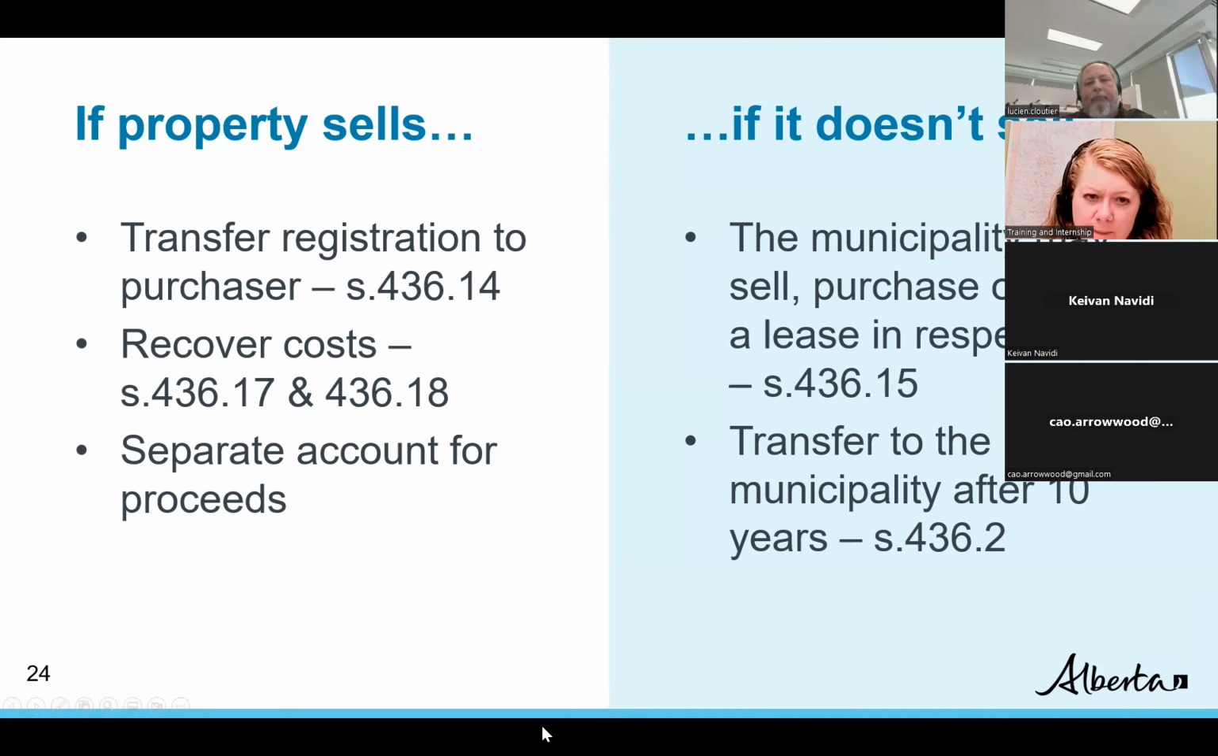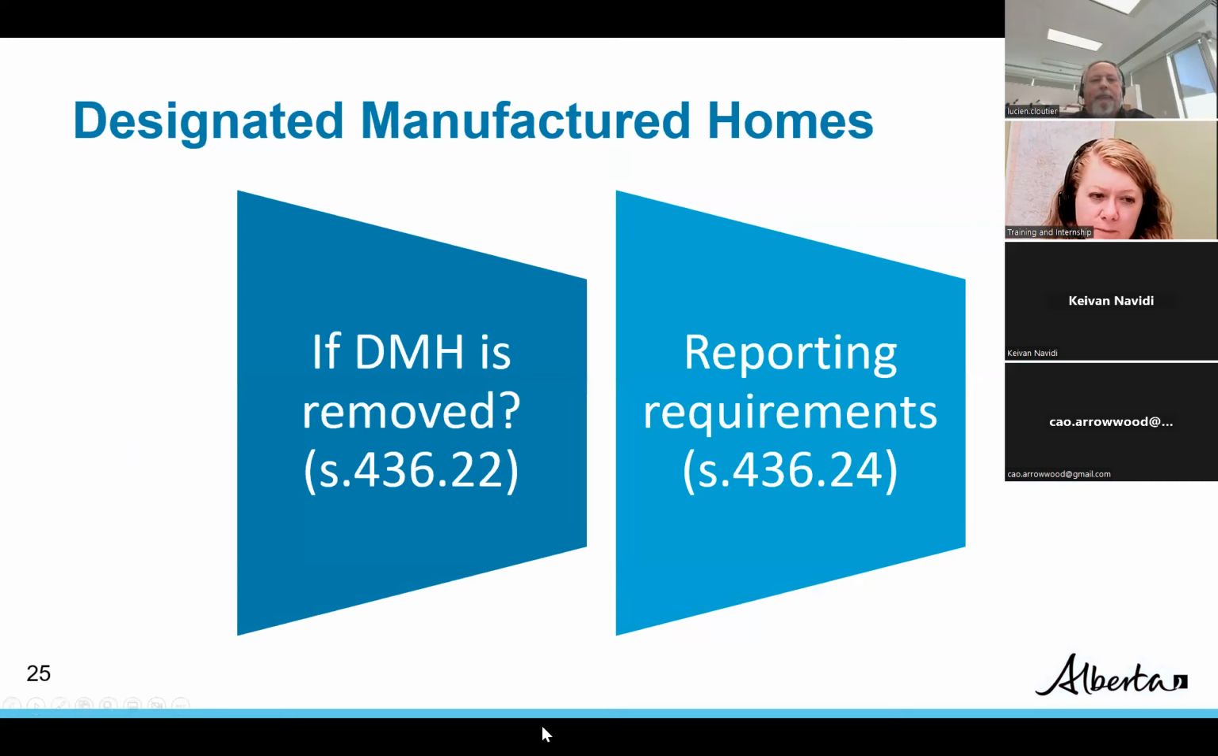All right. Just a couple of other things to mention with DMHs that you might want to be aware of. What if someone pulls up stakes and moves their DMH to another municipality in the dark of night? We've heard of that happening once or twice.